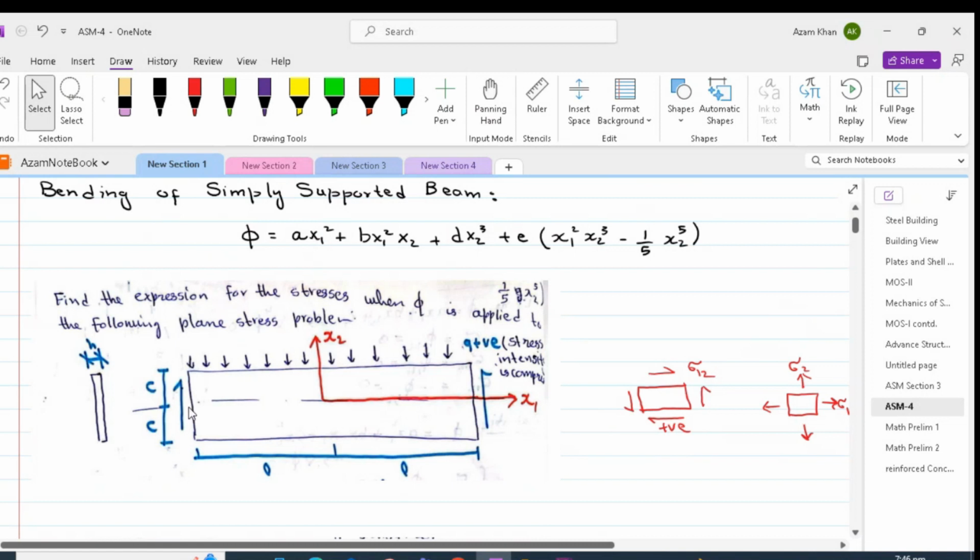So the first condition that v is equal to 0 at x1 equal to plus L and x2 equal to 0 makes sense. And similarly, for the other side, we would have v equal to 0 at x1 equal to minus L and x2 equal to 0. In the case of horizontal displacement, we can say that u is equal to 0 at x1 equal to L and x2 equal to 0. So at the support, there is no horizontal displacement.